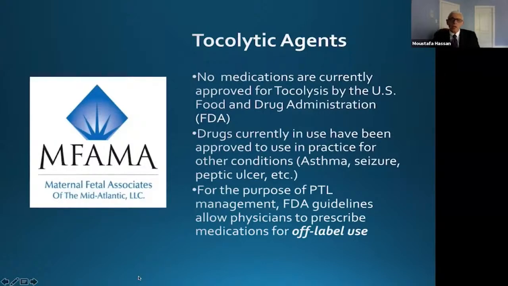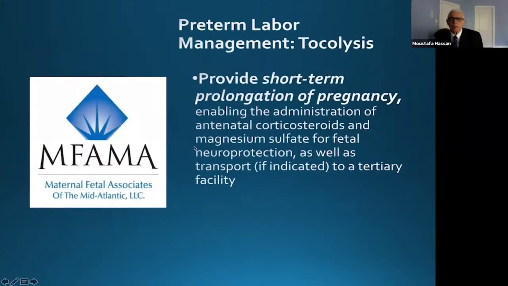Tocolytic agents. In the US, there is really no medication approved for tocolysis. It's usually medications that were used for other indications, and they give us permission under something called off-label use at the FDA. Essentially, terbutaline is used for asthma. Magnesium sulfate used to be used for seizure disorder. Indomethacin is used for peptic ulcer. So all these medications are used for other reasons.